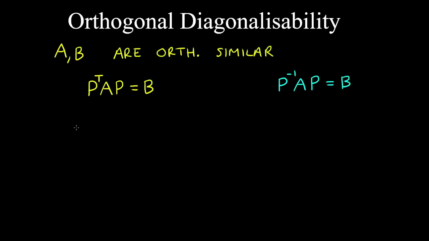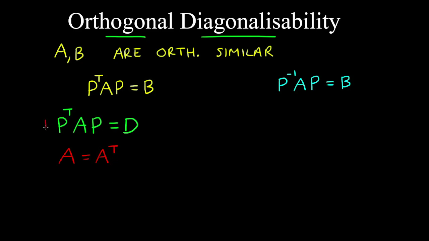And furthermore, the matrix A is orthogonally diagonalizable if the transpose of P multiplied by A multiplied by P gives a diagonal matrix. So in other words, we say P orthogonally diagonalizes A. Note that the only matrices that can be orthogonally diagonalized are symmetric matrices. So in other words, A is equal to its transpose.